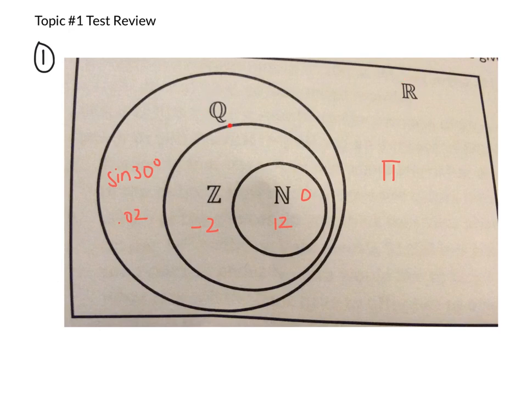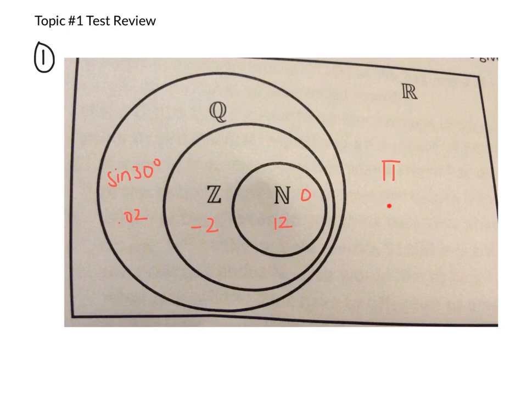The boldface Q is for rational numbers, so anything that can be written as a fraction, terminating decimals, or repeating decimals. The boldface Z is for integers, so anything that is not a fraction, negative, positive, or 0. And then boldface N is for natural numbers, so positive and 0 integers.